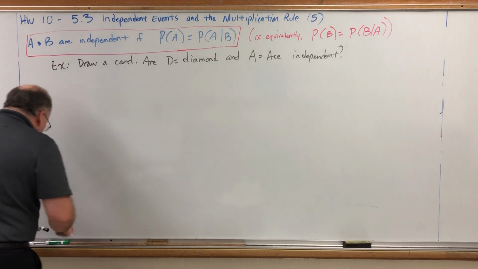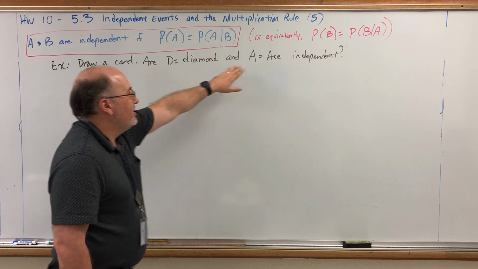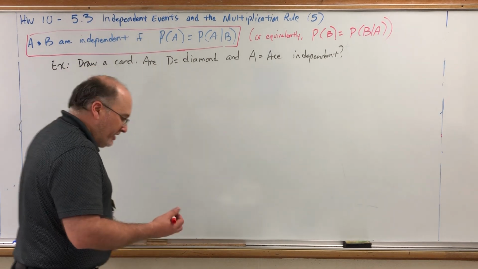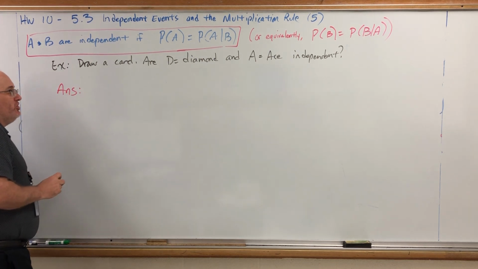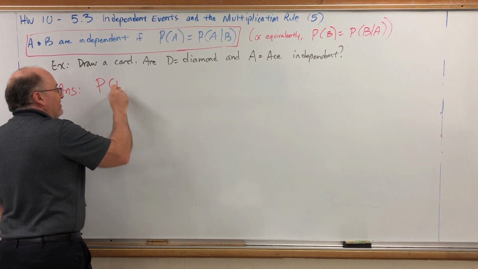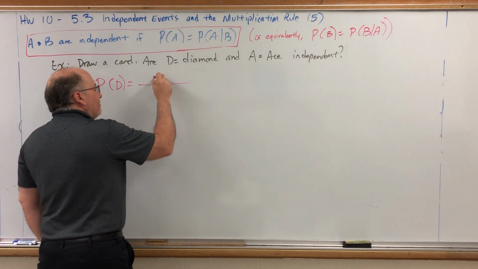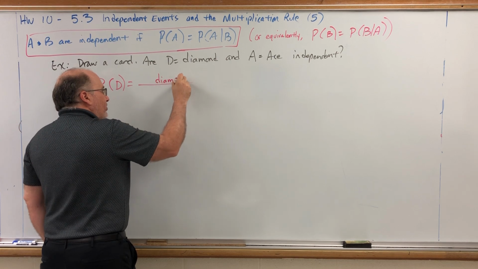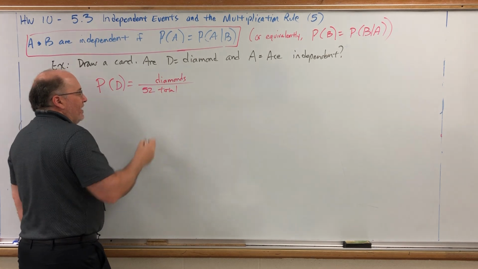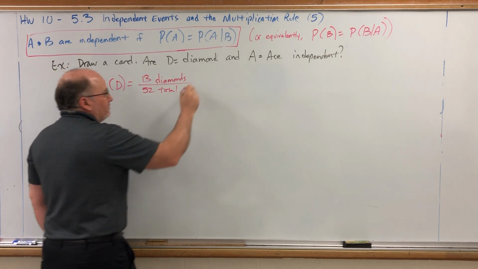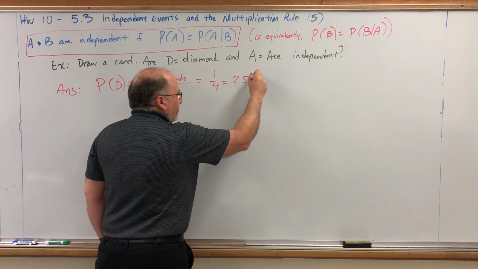For example, let's say you draw a card from a deck of cards. Are the events D equals you draw a diamond and A equals you draw an ace independent? In order to answer that, there's a couple of ways we could do it. But let's say we start with the probability of drawing a diamond. We would need to know the number of diamonds over the total number of cards. Well, there are 52 cards total, and 13 of them are diamonds. So that reduces to 1 over 4, which is 25%.